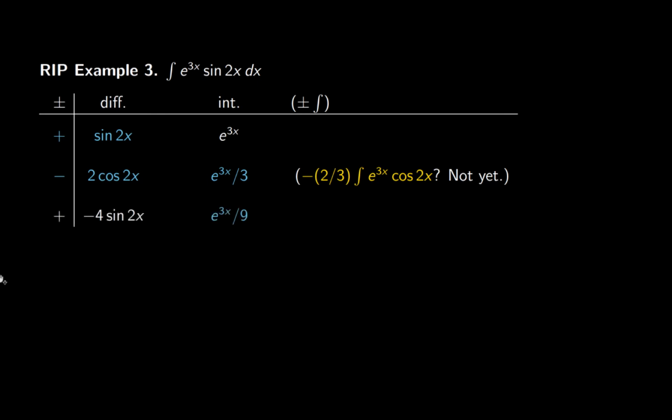Okay, so alternate plus minus sign, we get a plus sign, differentiate 2 cosine 2x, integrate e to the 3x over 3, and take the product of what we get. Okay, so 1 times negative 4 sine 2x times e to the 3x over 9, and integrate that. Negative 4/9, the integral of e to the 3x sine 2x. Does that look familiar? Hopefully it does, because of course it's a copy of the original integral.